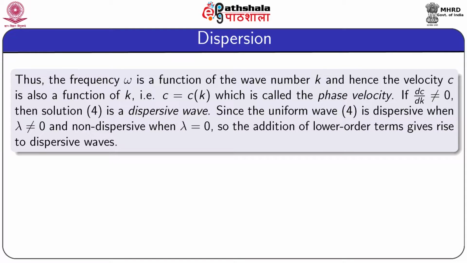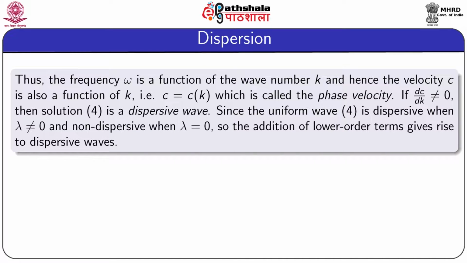Thus, the frequency omega is a function of wave number k, and the velocity c is also a function of k, and this is called the phase velocity. I have already defined phase velocity, and in the case of a dispersive wave, you can see that c is not a constant, this is a function of k, or in other words we can say that dc/dk is not equal to 0 for a dispersive wave.